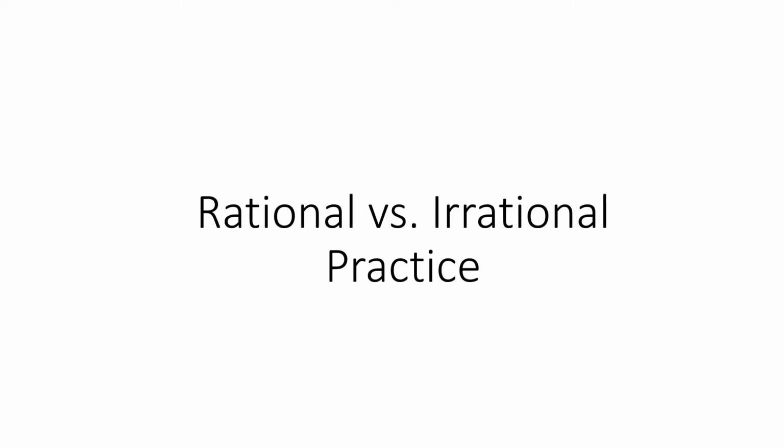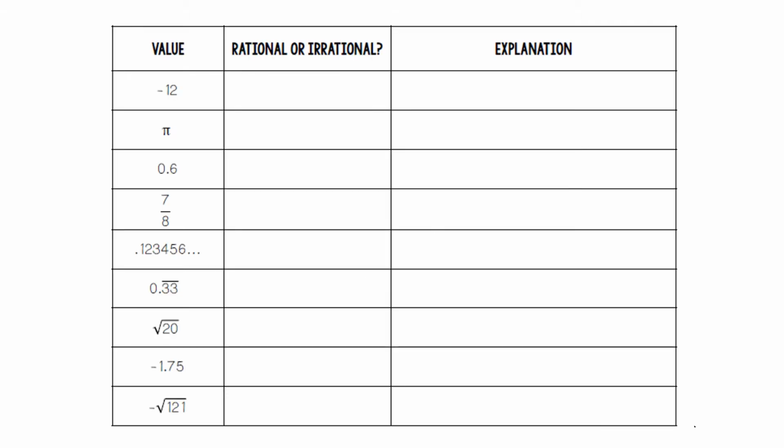This video is over a few practice problems on sorting numbers into either the rational or irrational category. So for these practice problems, we're going to identify whether each number is rational or irrational, and we're also going to explain why. For the first one, number -12, -12 is rational because it is a whole number.